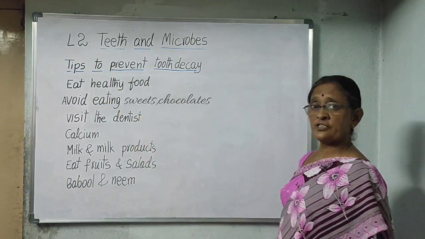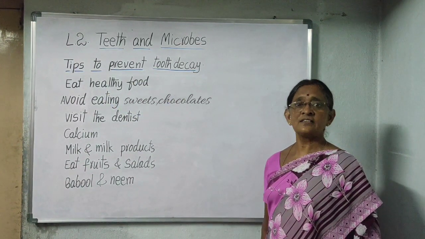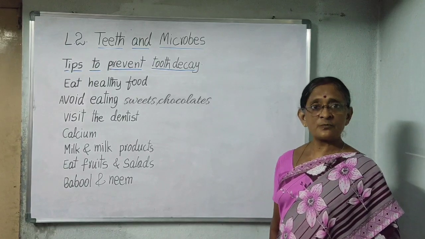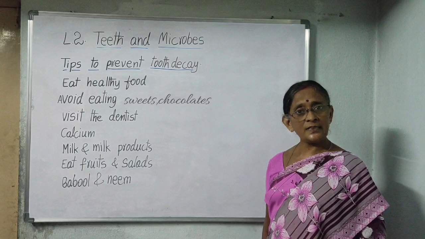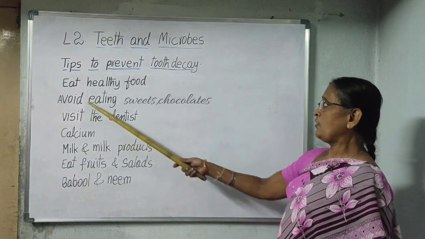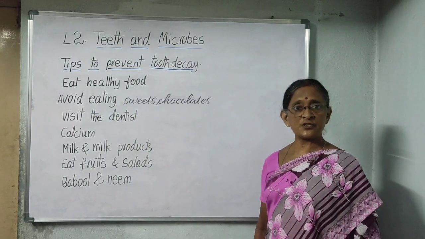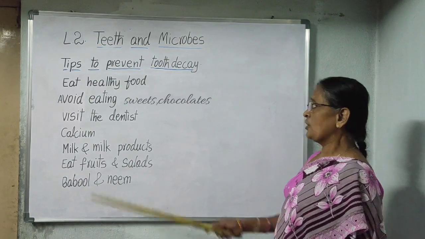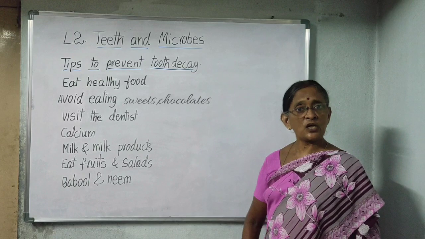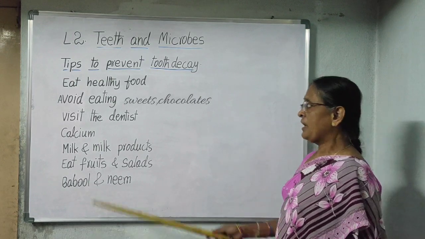Eat healthy food. Take milk, curd, vegetables and green leafy vegetables to keep the teeth healthy and strong. Avoid eating too many sweets and chocolates. Avoid soft drinks. Visit the dentist regularly for a checkup.